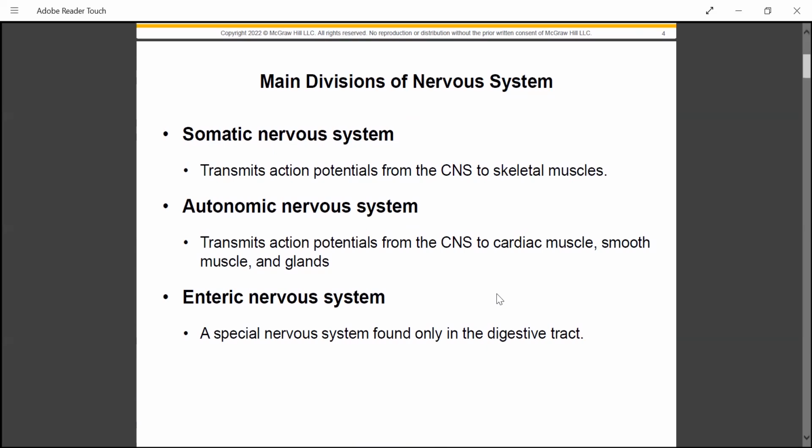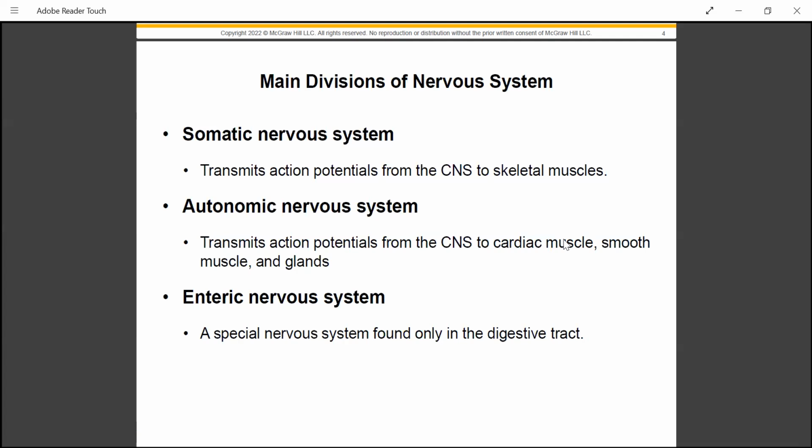We also can break it down into three different divisions. Somatic is going to mean pertaining to the body. So our central nervous system to our skeletal muscle is our somatic nervous system. Autonomic sounds a lot like automatic, so that's how you should think of the autonomic nervous system. It's going to be from our central nervous system to our involuntary structures. That includes things like our cardiac muscle, our smooth muscle, and our glands.